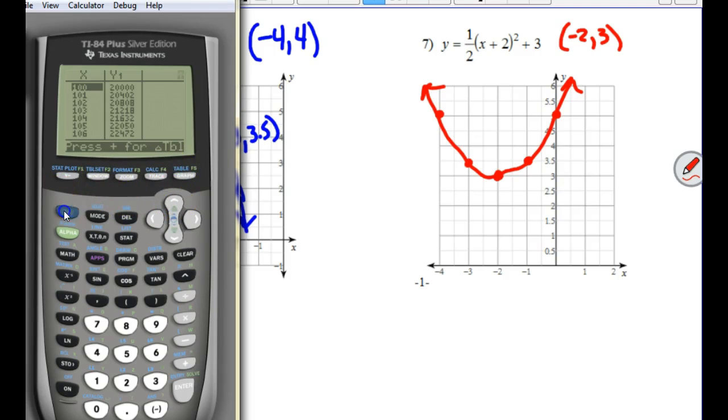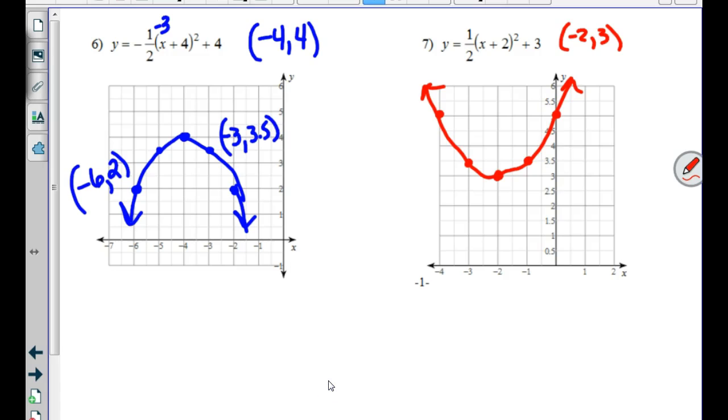Yeah, I'm going to tell my table to start back at 0 because I don't want to scroll around. There we go. There's some ordered pairs. Everybody okay, one way or another?